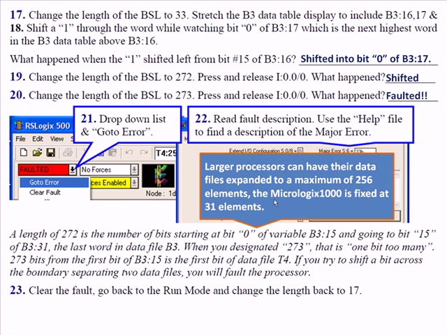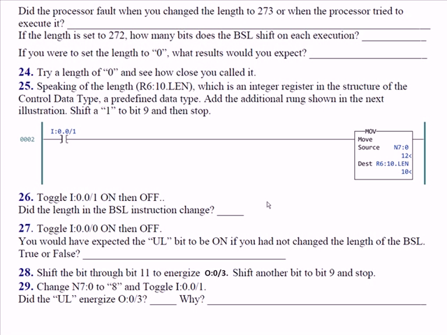Clear the fault. You went back to the run mode and changed the length back to 17. Did the processor fault when you changed the length to 273, or did it fault when the processor tried to execute the shift? It faulted when the processor executed an instruction that violated a data table boundary. Having an illegal length in there doesn't fault the processor, but when you try to execute it and actually move the data into forbidden territory, that's going to fault the processor.